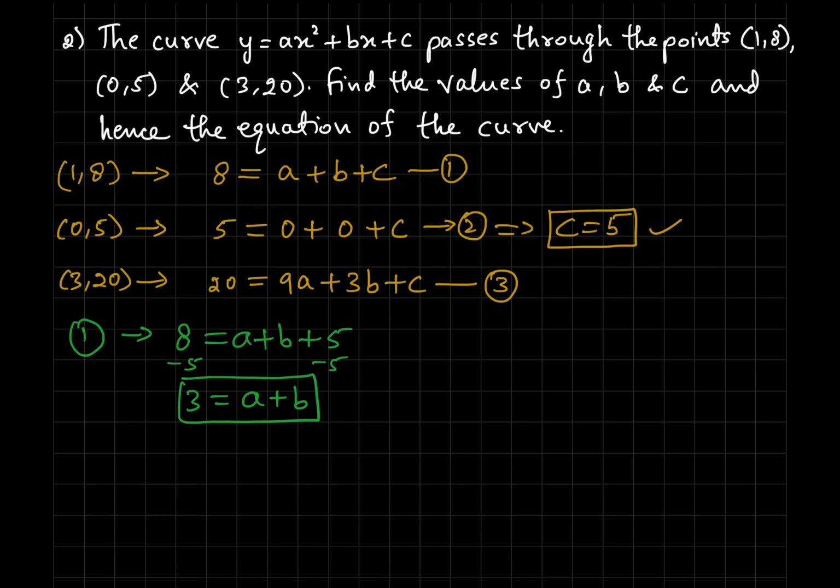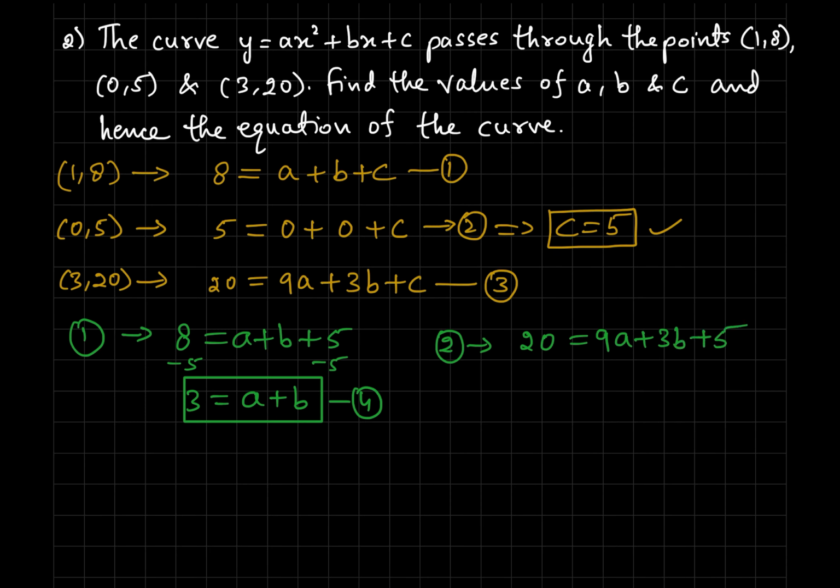So this becomes our another equation. Number 4, let us number it as 4. Then same thing I will do in equation number 2 also. I will plug in the c value in the third equation. So 20 is equal to 9a plus 3b plus c, and c is what?